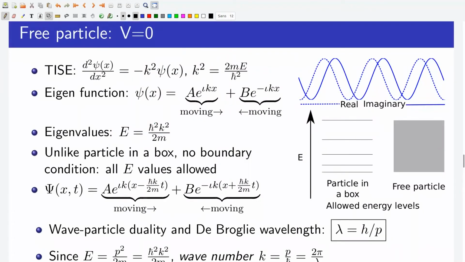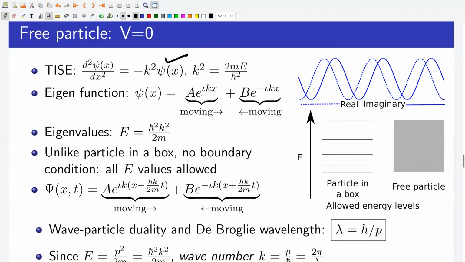So far, we have discussed particles confined by some potential, for example, harmonic potential or particle confined within a box. Now we are going to learn about particles which are not confined by some potential but traveling. The time independent Schrodinger equation is d2 psi by dx square is equal to minus k square times psi of x. It looks exactly like the particle in a box problem.